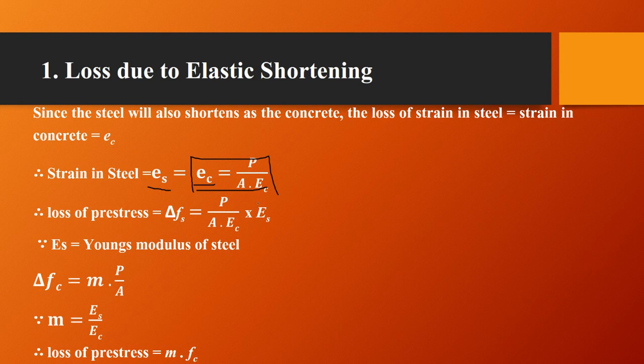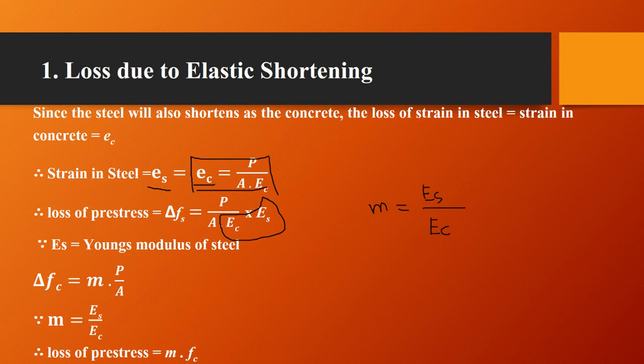So we get that the loss of pre-stress, delta Fs, will be equal to P by A into Ec by Ec into Es. As we know, Es is the Young's modulus, and we have one relation: M is the modular ratio, M is equal to Es upon Ec. This is the relation we know. So this is the value, Es upon Ec.